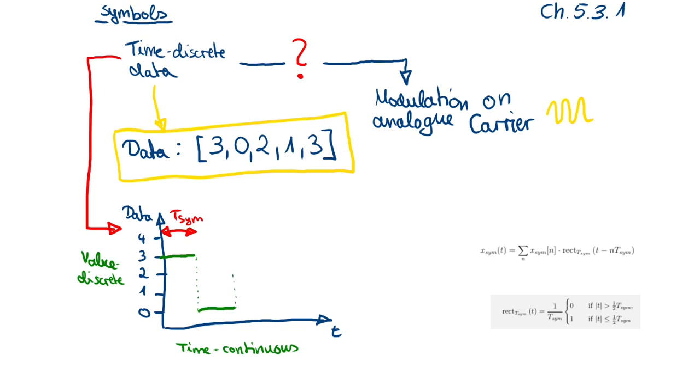Next one is 2. And 1. And then 3 again. And each symbol here is T_sym long.